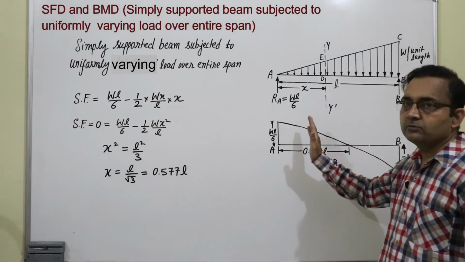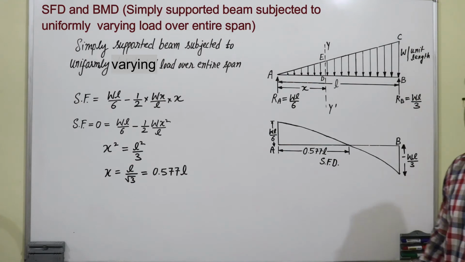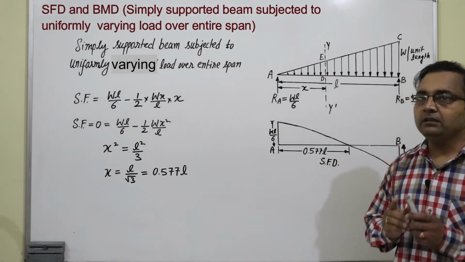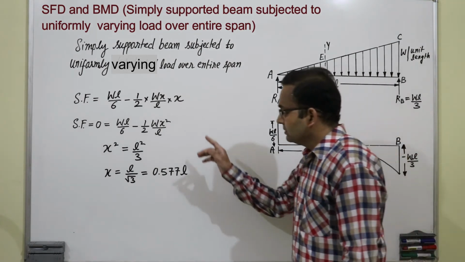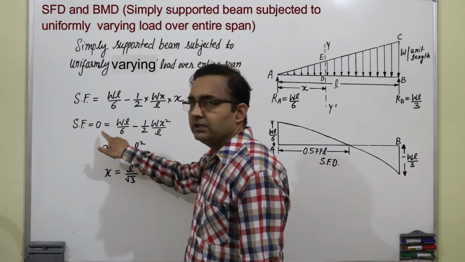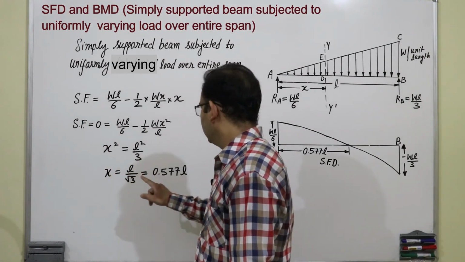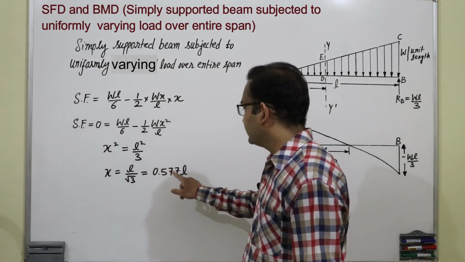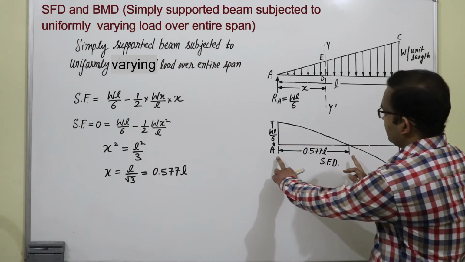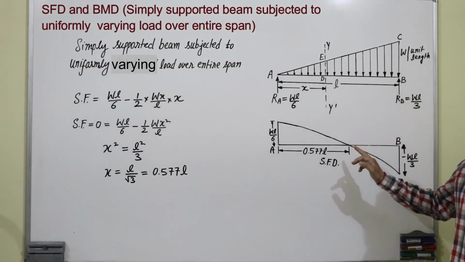So, one side is positive, the other is negative, it means there will be some point at which shear force will be 0. So, this is a general equation, we will keep shear force equal to 0 here and we will find out the value of x. So, it is coming 0.577 L. So, from here it is 0.577 L at which shear force is 0.